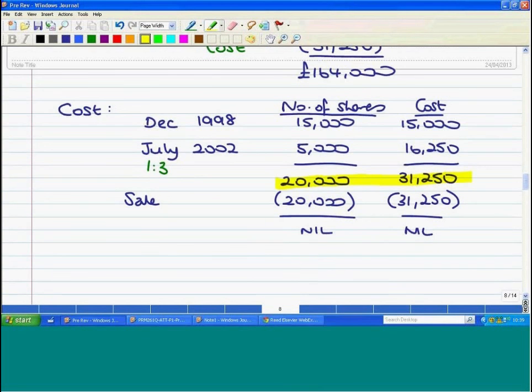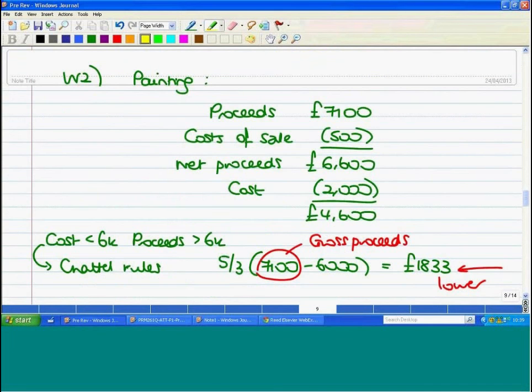Now, the second asset that we had was the painting. We did mention as we read through the question that the painting had a cost of £2,000, which was less than £6,000, which means we have the chattel rules. Now, if you do have proceeds of above £6,000 and cost of below £6,000, remember you need to do 2 calculations. So we don't just go and use the 5/3 rule. That is a rule that we need to use, but we also need to do a normal gain disposal as well. So there's a sale of the painting for £7,100.